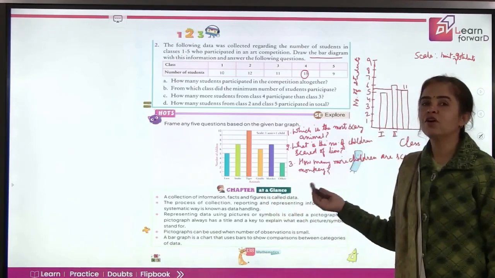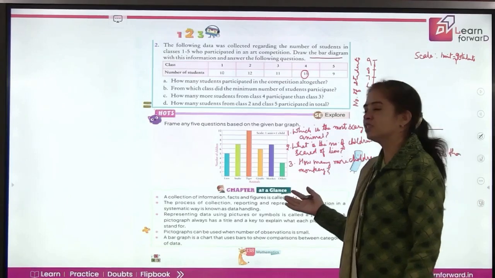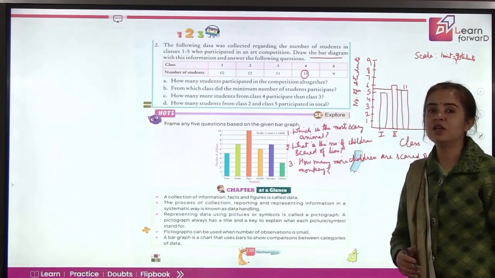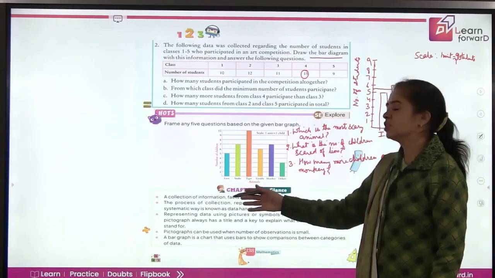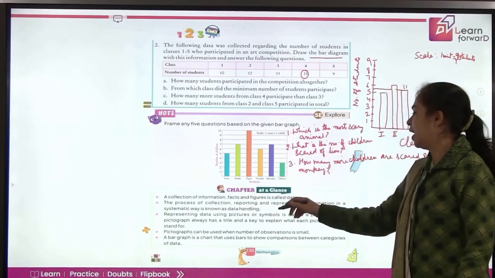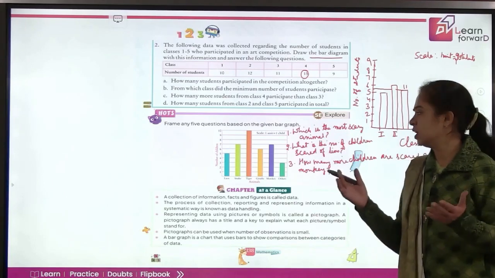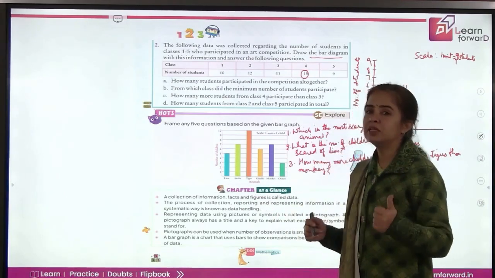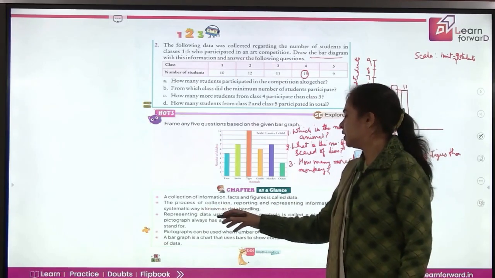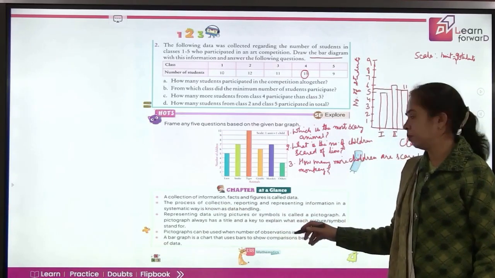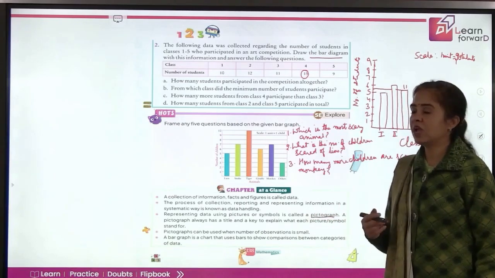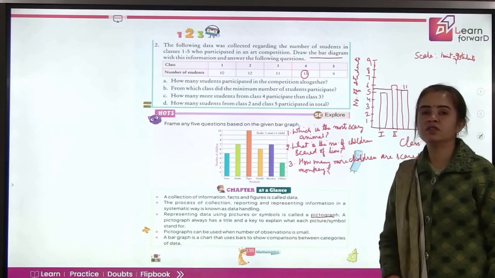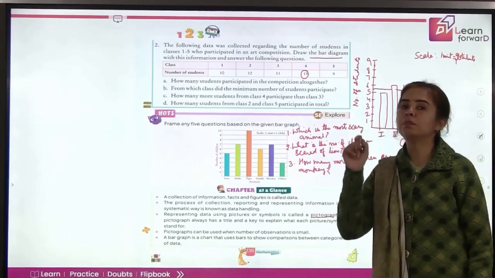Now it's time for a quick recap of what we have learned. So chapter at a glance for you. A collection of information, facts, figures, values is called data, and the process of collection, reporting, and then representing information in some systematic form is known as data handling. You interpret the results out of them. Representing data using pictures or symbols is called pictograph. And remember, we have a scale there. Pictographs can be used when number of observations is small because you have to draw pictures there.